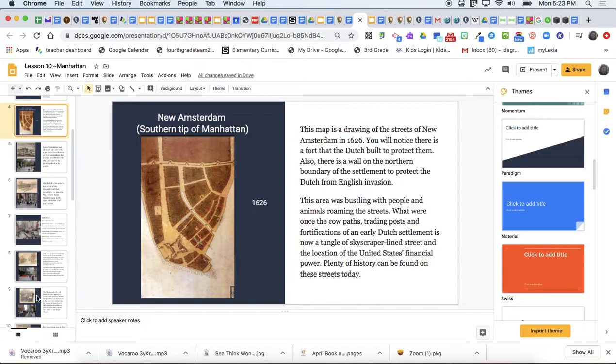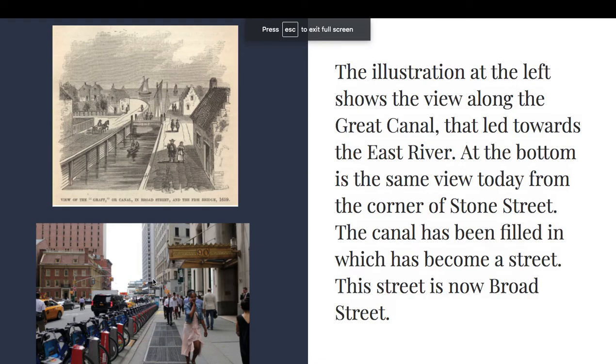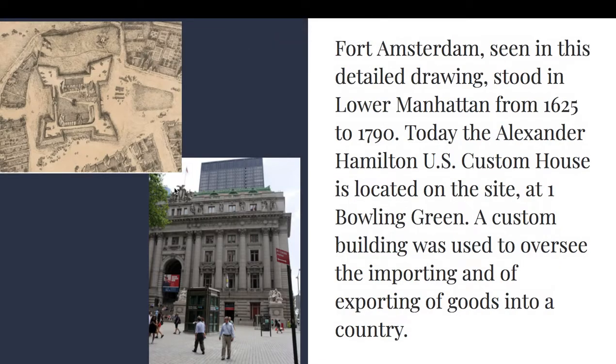And now as we go back to our present day, we could see it's filled in and it's now a street. Now here's the fort we mentioned earlier that the Dutch built, Fort Amsterdam, and it's seen in this detailed drawing. And it stood in Lower Manhattan from 1625 to 1790.